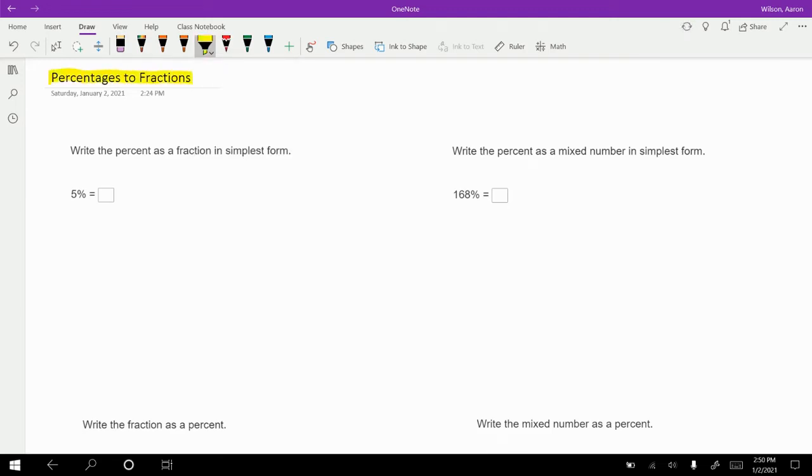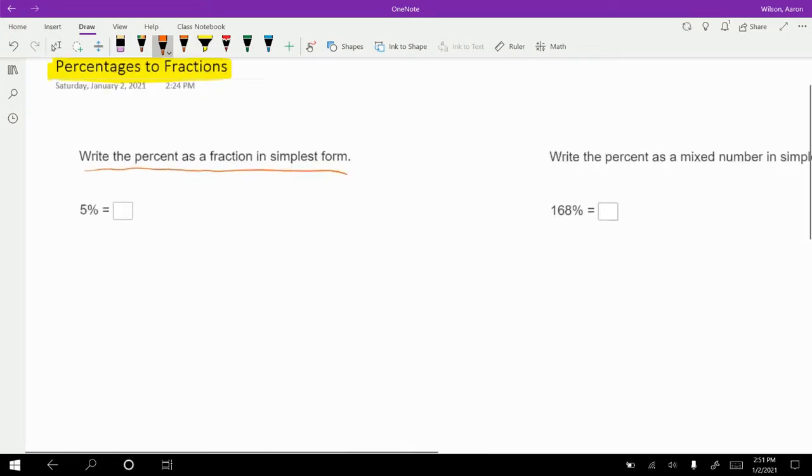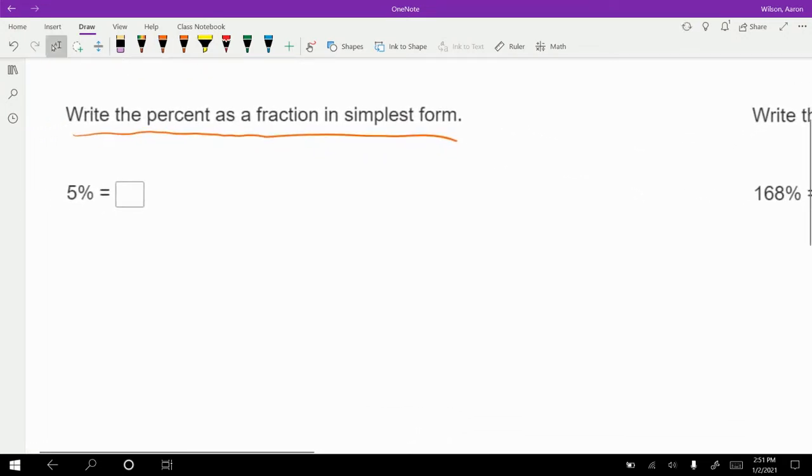Okay, today we are going to be converting percentages into fractions and vice versa, meaning from fractions to percentages. So the first one we have to deal with reads: write the percent as a fraction in simplest form. Don't get too scared about fractions because they're actually quite easy. Anytime you are given a percentage, percentages are always out of 100. So all you have to do is take the percentage and just put it out of 100. So 5% is the exact same thing as 5 out of 100.